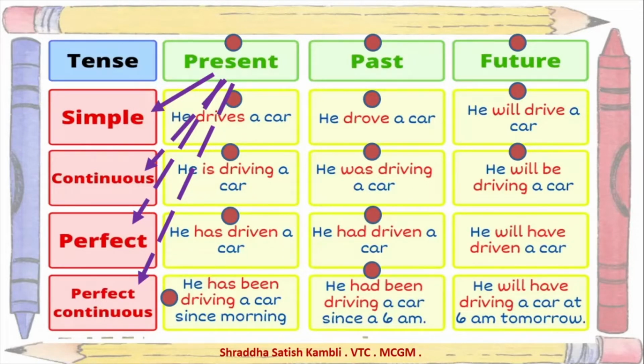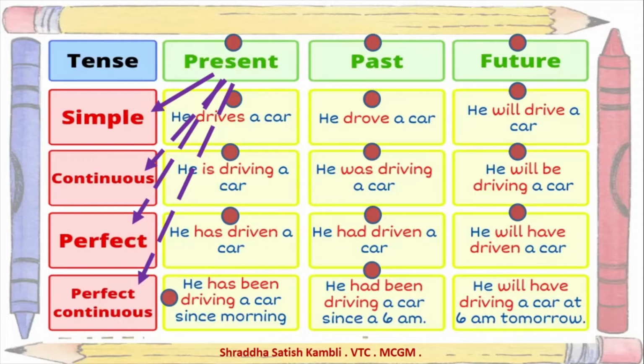Future perfect tense. He will have driven a car. Again, you will notice that in future forms, the word will appears in all the examples. So this is one more way of identifying the future form, whether it is simple, continuous, perfect or perfect continuous. He will have driven a car.